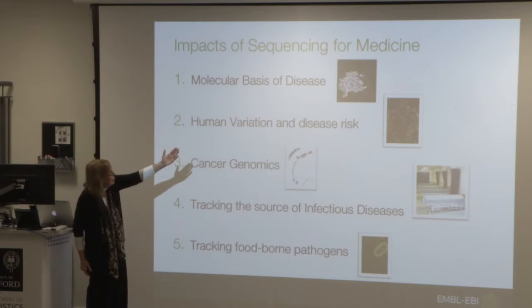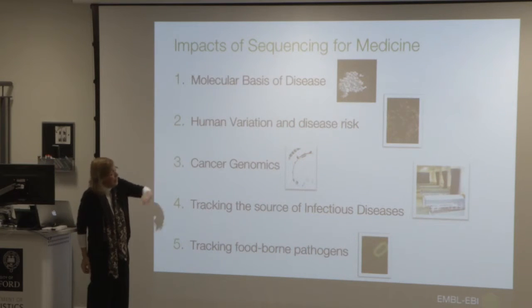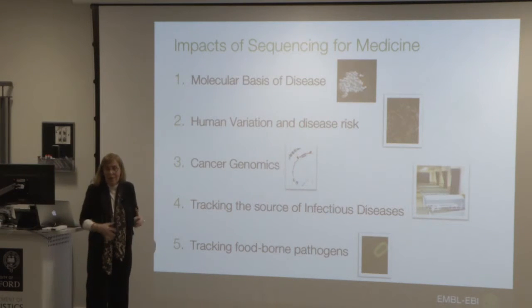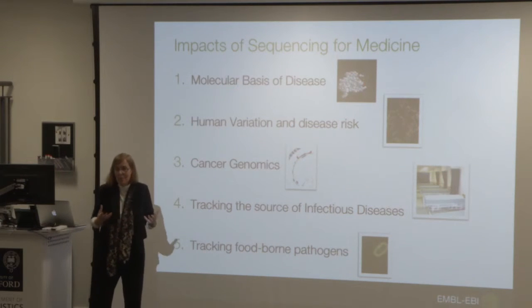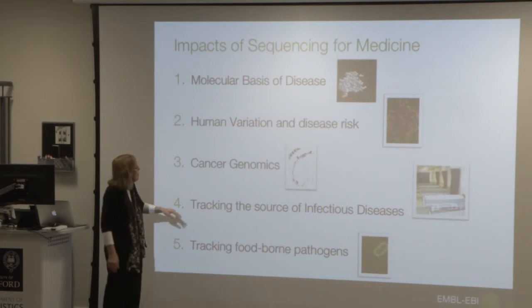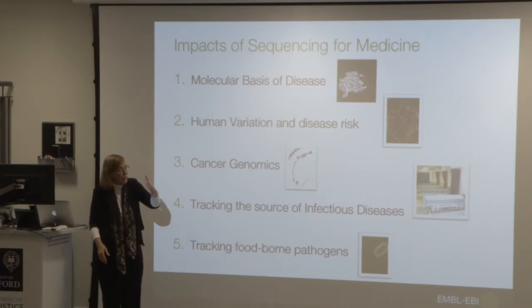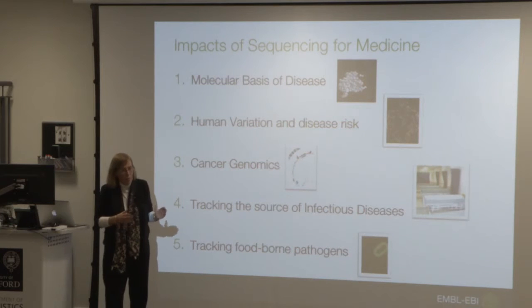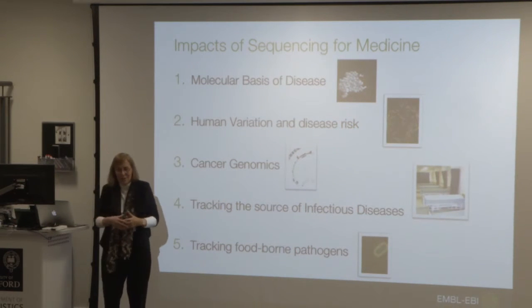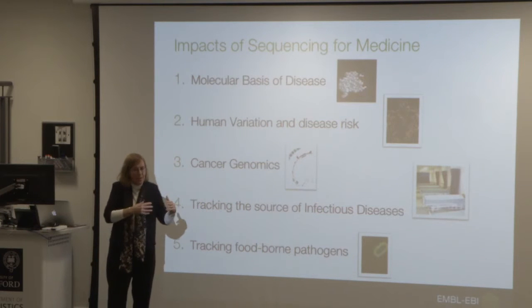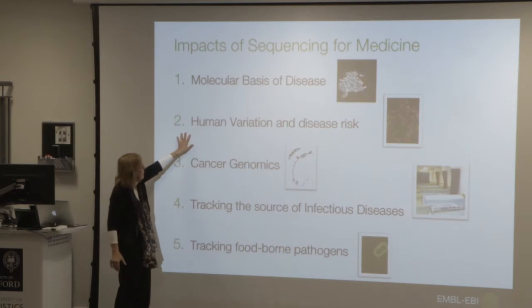The first, of course, is understanding the molecular basis of disease. As we understand more about diseases, we stand a chance of being able to do something about it and solve it. The second is human variation and disease risk: which of the variants that we hold is likely to make us susceptible to cardiac arrest or diabetes or whatever. You can begin to estimate this.